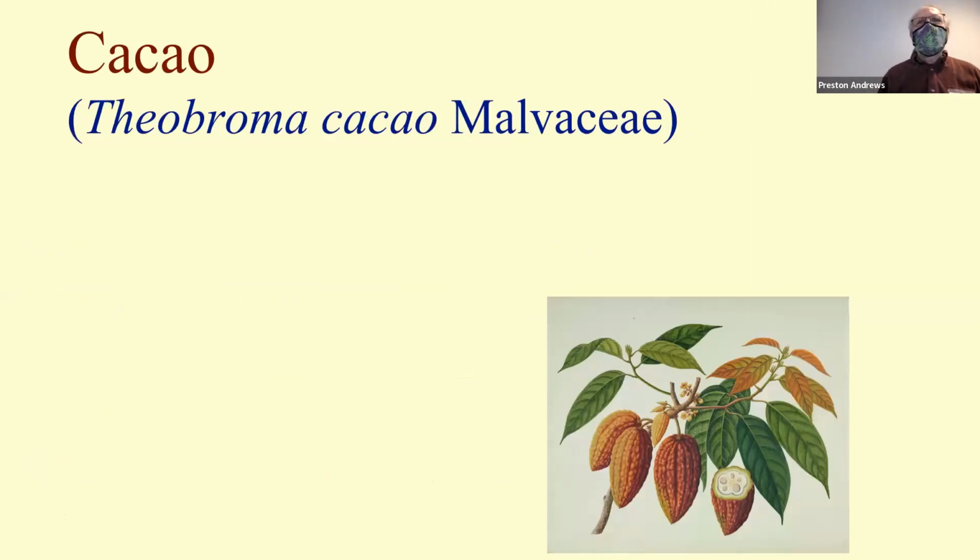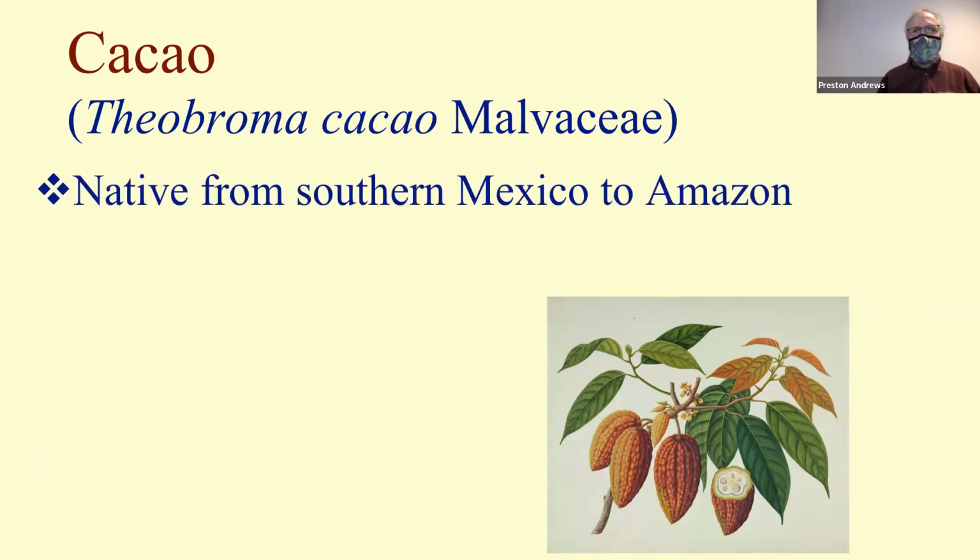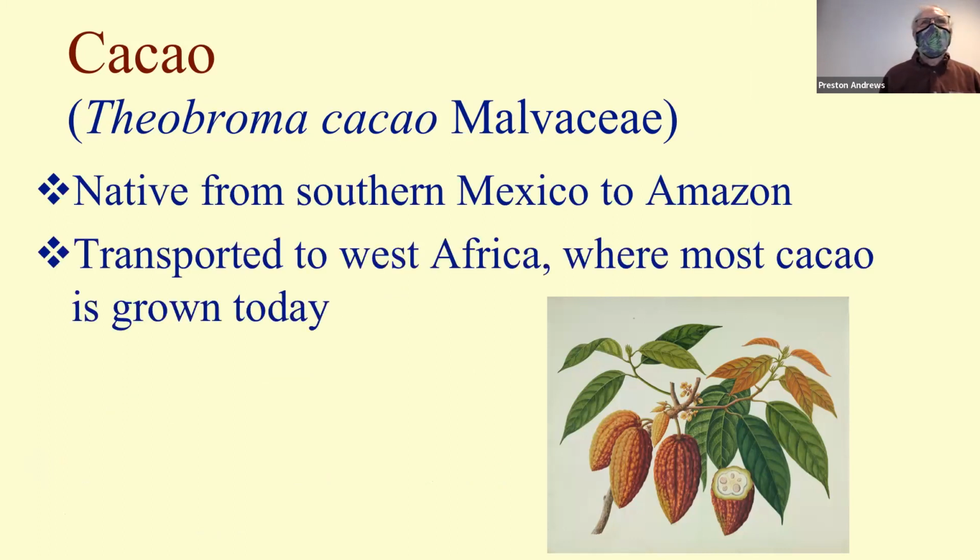Chocolate, cacao, again transported in Wardian cases, native to southern Mexico to the Amazon. But where is most of it grown? West Africa. That's where most of it's grown. All of it taken in Wardian cases and established in those colonies.